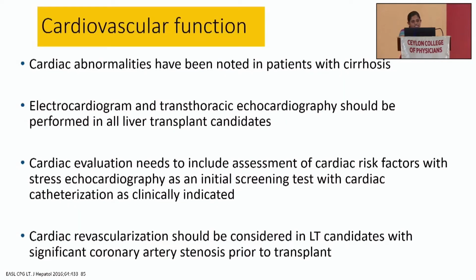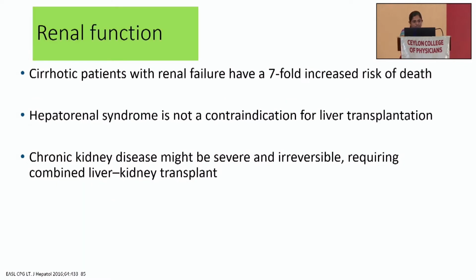Then cardiovascular assessment, because these patients have more cardiovascular abnormalities because of the comorbidities, as well as cirrhotic cardiomyopathy, with poor systolic and diastolic dysfunction. So they need to undergo ECG and echocardiogram. There is also data suggesting that, depending on the cardiac risk factors, further evaluation can be done by way of stress echocardiography and cardiac catheterization. If the patient is found to have any significant coronary artery disease, they should undergo revascularization before the transplantation.